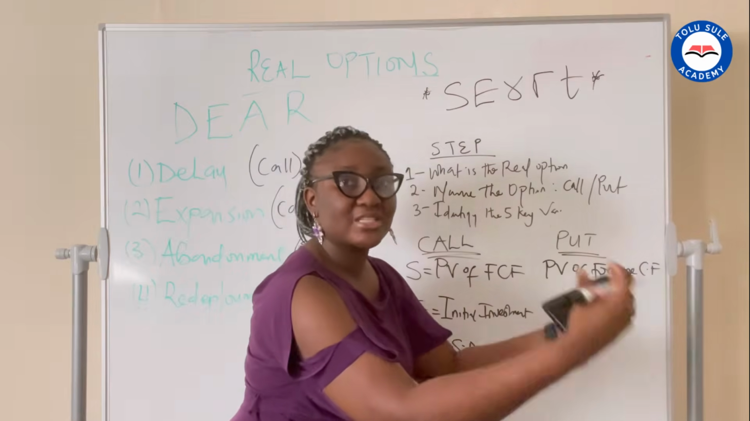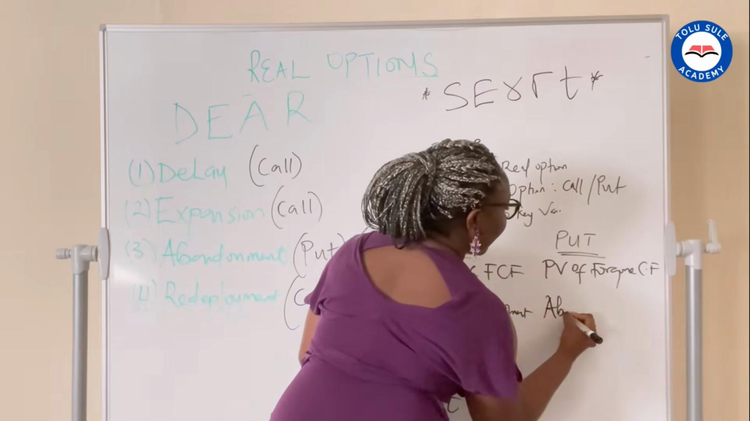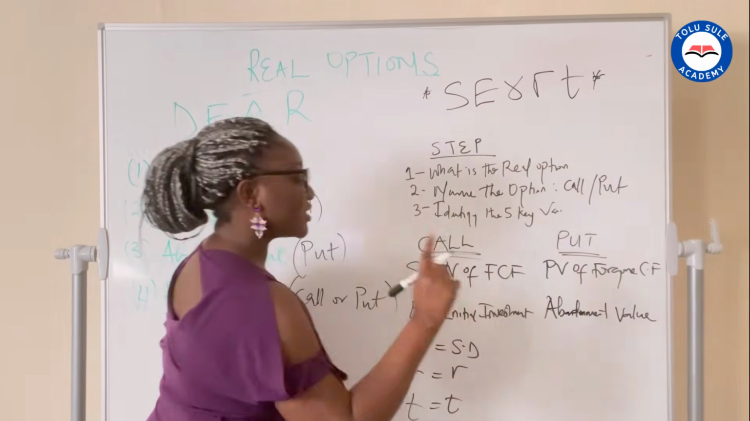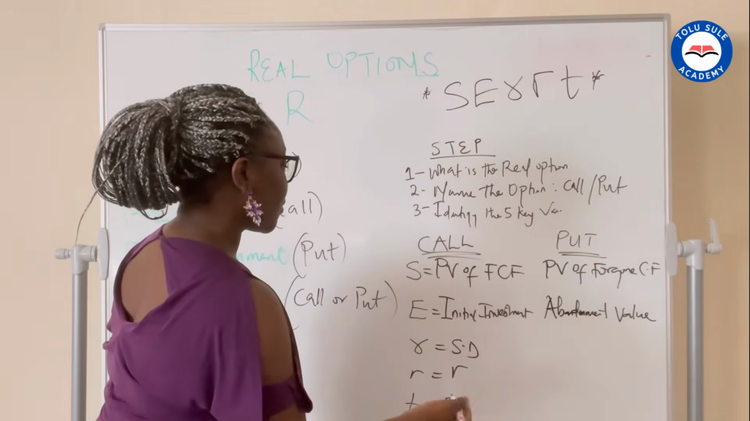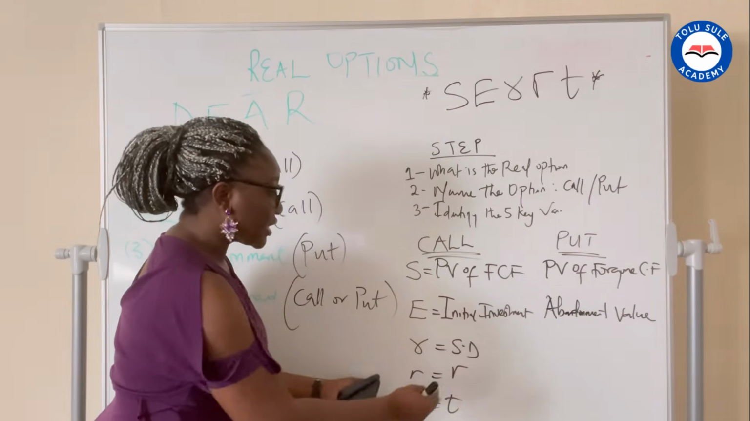The moment I disposed of that plant, what did I get? The cash flow that came in. That's what we call abandonment value, or sales value, or disposal value. Disposal actually, yes, disposal is the correct term. So these remain the same: standard deviation, interest rate, and time.